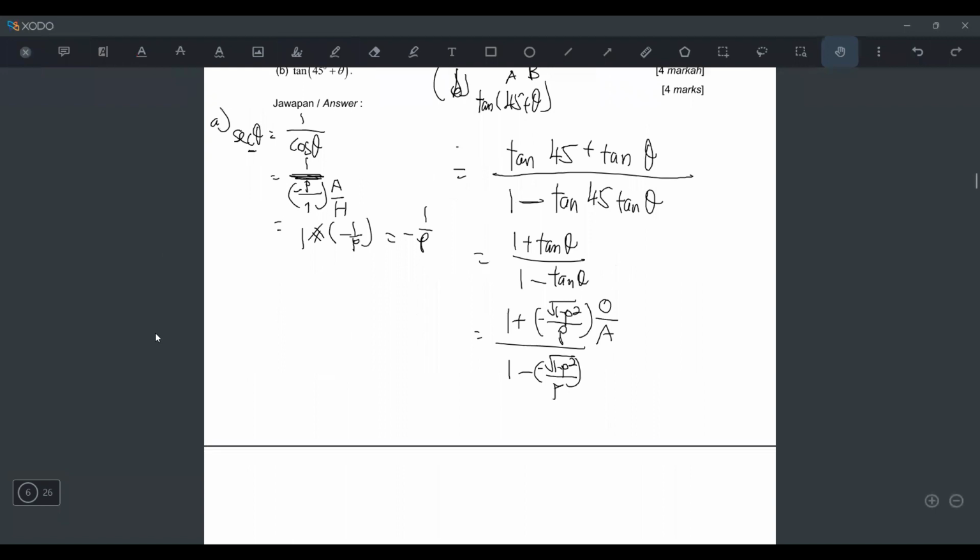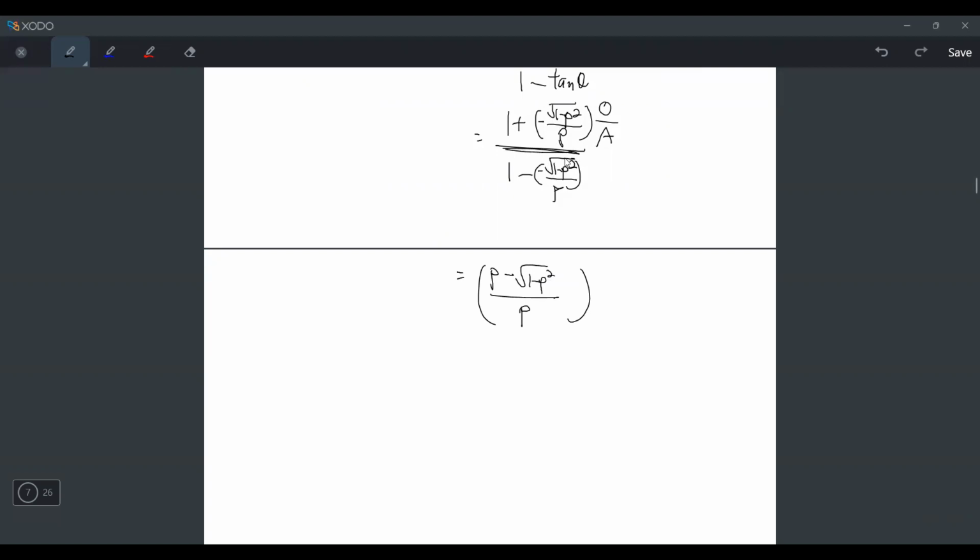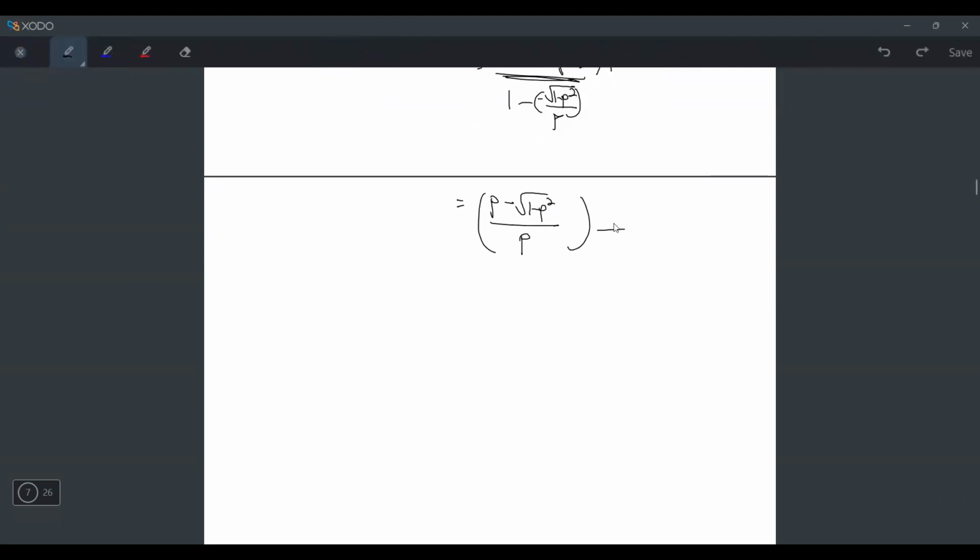So opposite over adjacent. Okay, let's come back here and expand this, then we should get the answer, right? So let's continue. First, I think I will remove the fraction. So 1 times p is p, and then plus minus is just minus square root 1 minus p square over p. And then this whole thing has to be divided by, okay, divided by, same thing here, I will make the denominators the same. 1 times p is p, minus minus becomes plus square root 1 minus p square over p. I'm just taking this 1 times p to make the denominator the same.